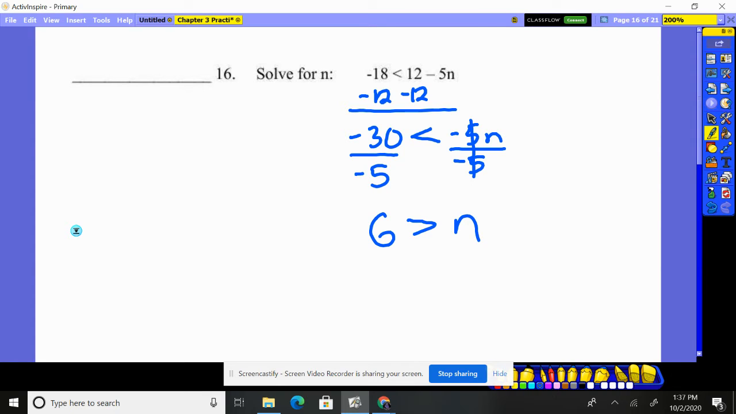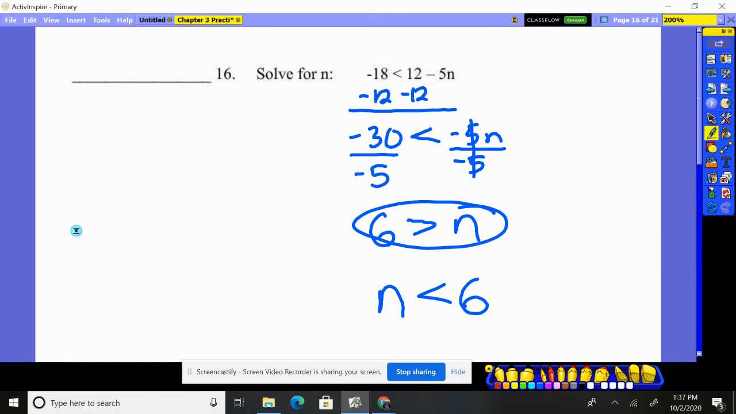Now, we don't like our answer with the variable over on the right-hand side. We want the variable first. So I'm just going to put my variable first. Here's my 6. Now, who in this problem was being eaten? The 6 was. So I'll make sure it's like that. So that's what I would write in the blank right here. This is what we would put in the blank. N is less than 6.